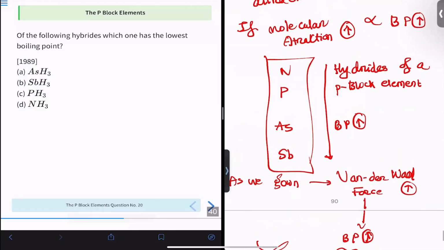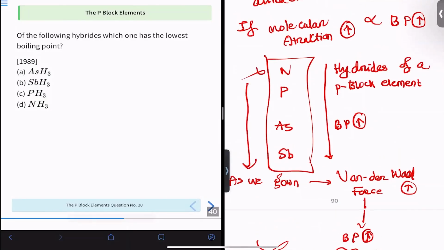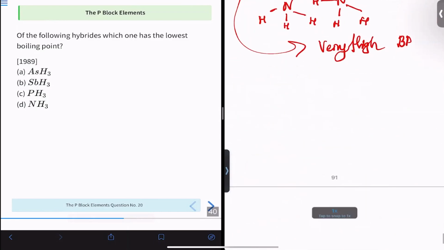So we are left with what now? Boiling point increases down the order, and ammonia is not following it. So the next in the order we have phosphine, PH3. PH3 has the lowest boiling point. Option number C.